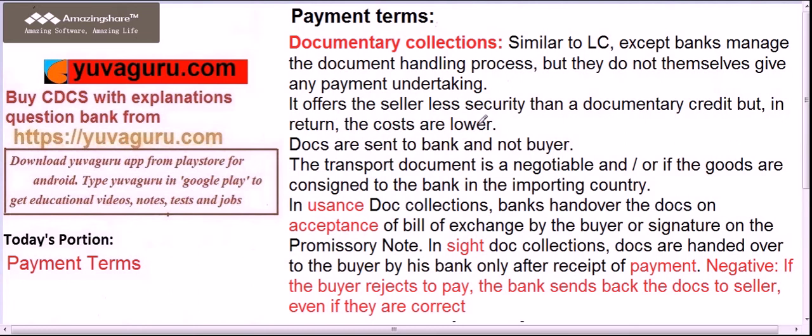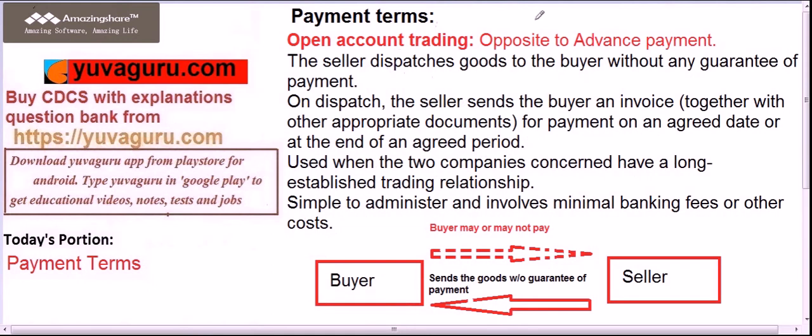Only the difference, and the negative part lies over here, is that if the documents which you have sent are correct, but the buyer refuses to accept them, even if they are correct, then the bank does not give any payment. It immediately sends back the documents to the seller. Means the bank has no role to play except acceptance or rejection from the buyer. This is collection.